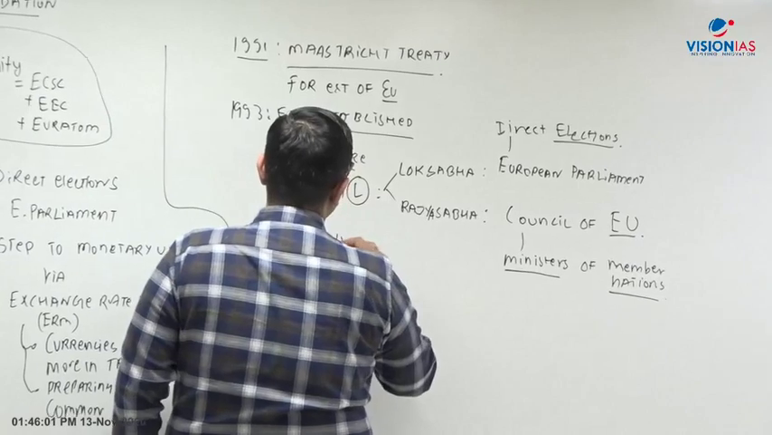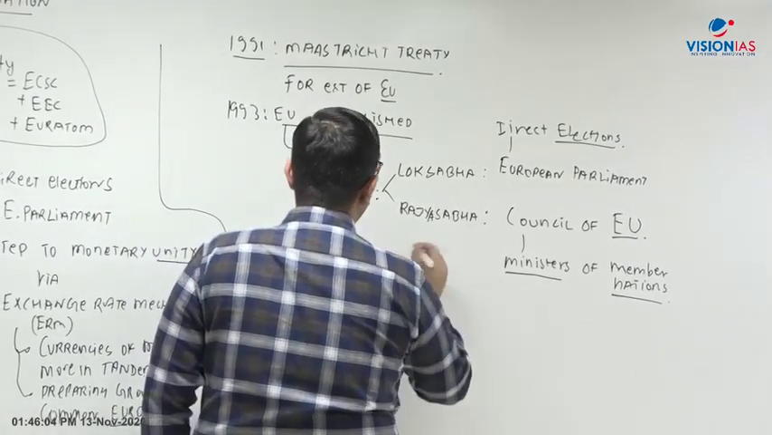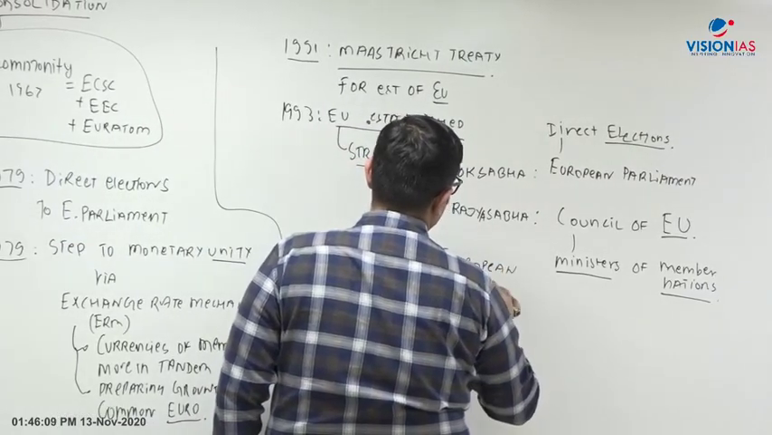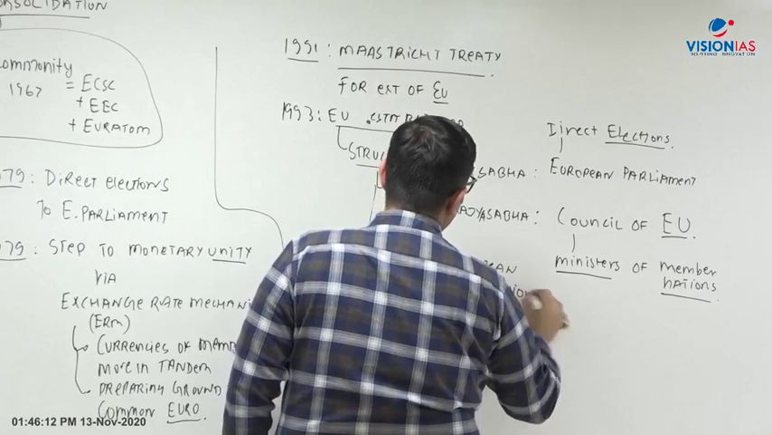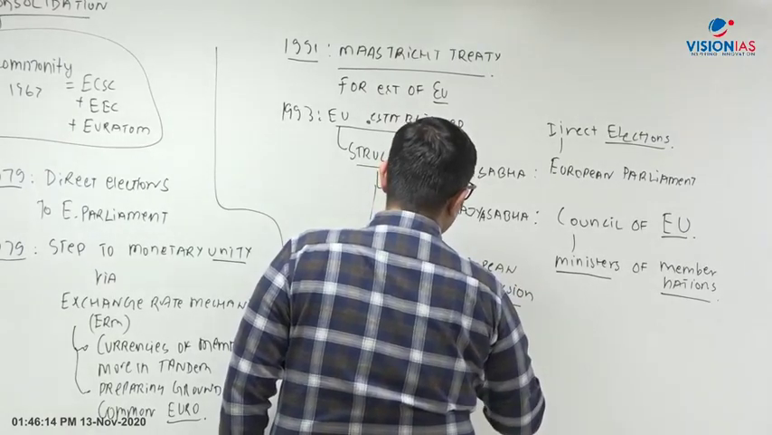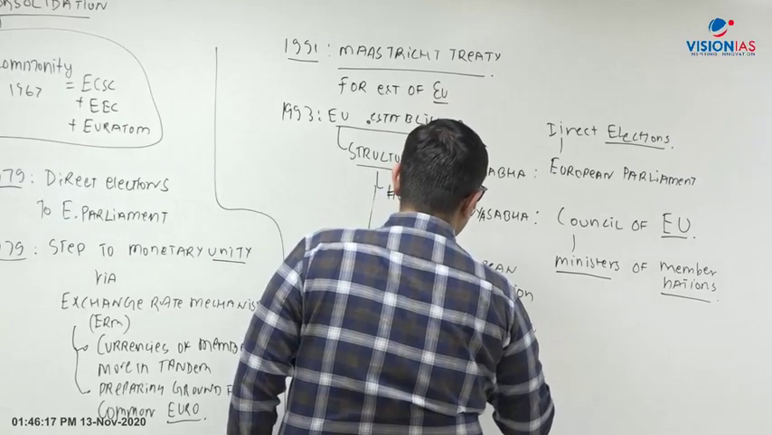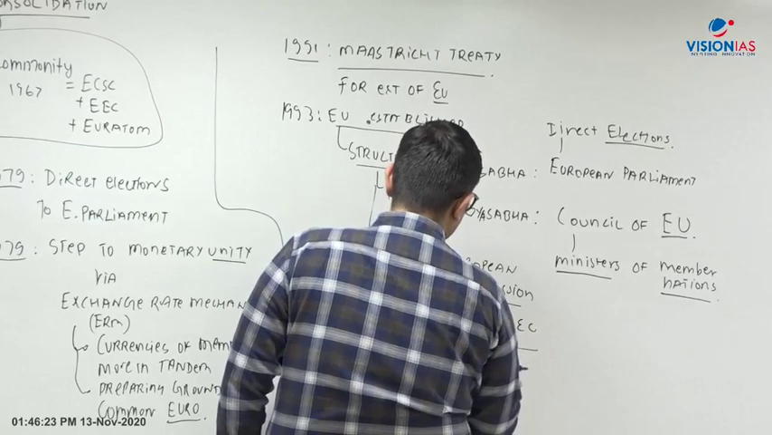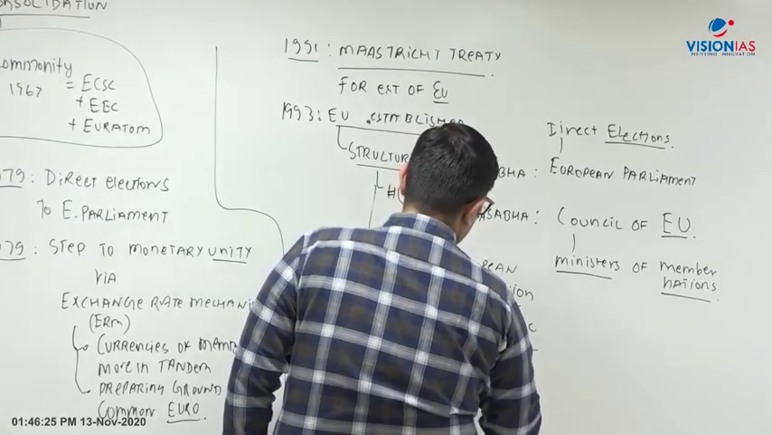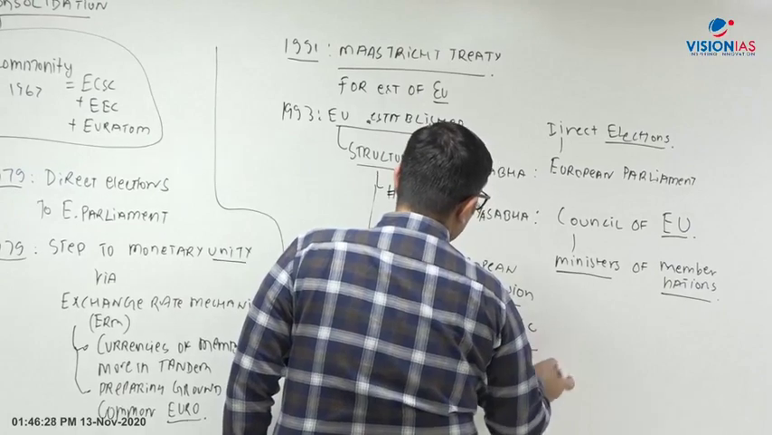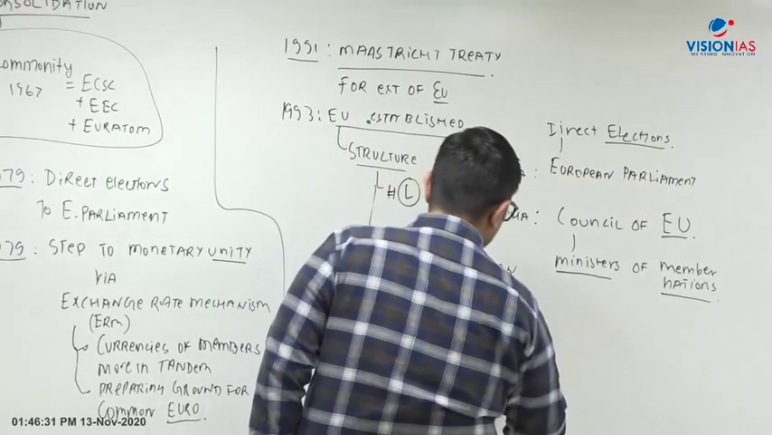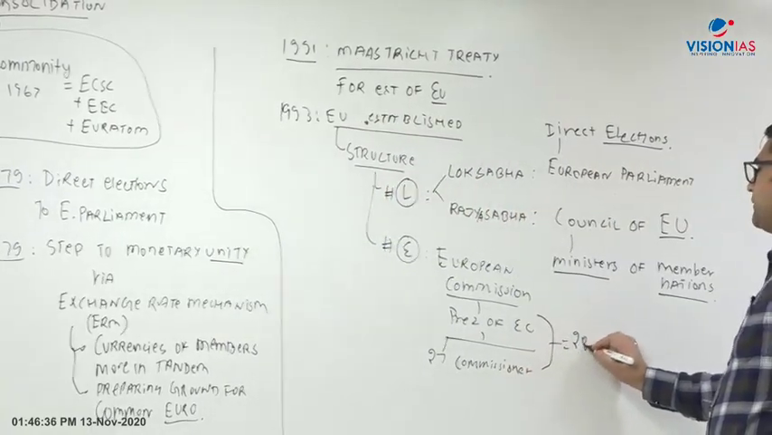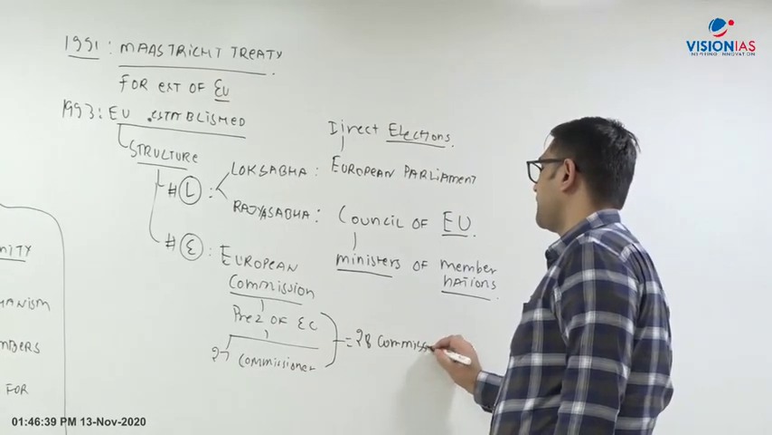As far as your executive is concerned, the executive is called your EC, European Commission. What is the European Commission? Its structure is like this: at the top there is the President of the European Commission, and then there are these 27 commissioners. The President is the 28th commissioner. So overall there are 28 commissioners, and one of them becomes the president.